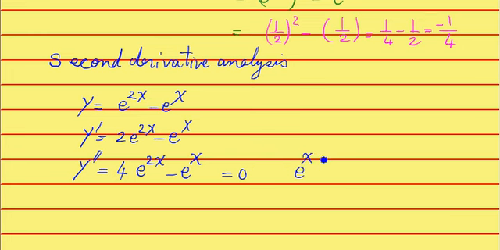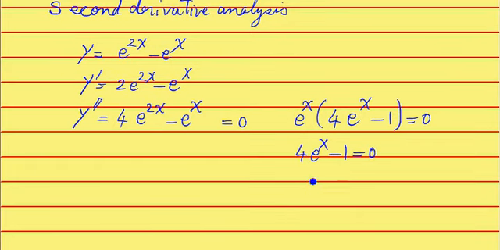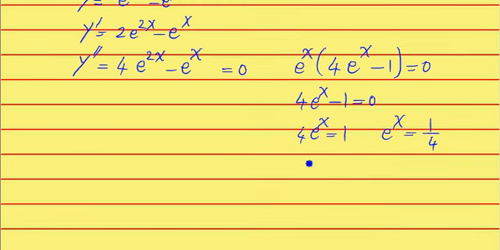Solve it just as before. Exponential of x times 4 exponential of x minus 1, setting that equal to 0. Only this component can give us a root. Set that equal to 0. That tells me exponential of x is equal to 1/4. I solve it for x. X becomes logarithm of 1/4. And when I clean it up, it's minus logarithm of 4.